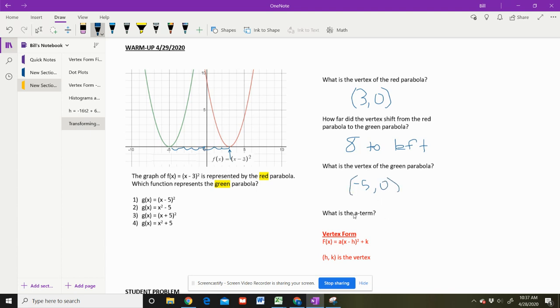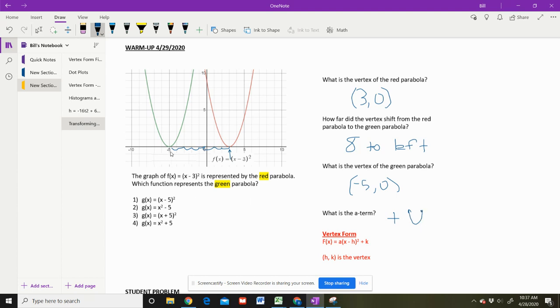And this last part is just, when we look at this, is the a term, remember, right in front of the parentheses, is that a term positive or negative? So it's positive. Just from here, we can look at the graph and tell, I got a parabola that's pointing up. We're going to get more into that with the a term, but it's always good to ask it no matter what. So a positive a term means that our parabola is pointing up.